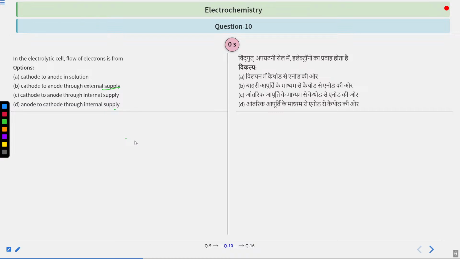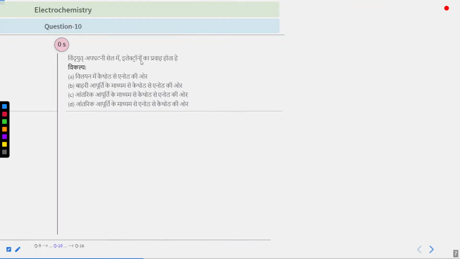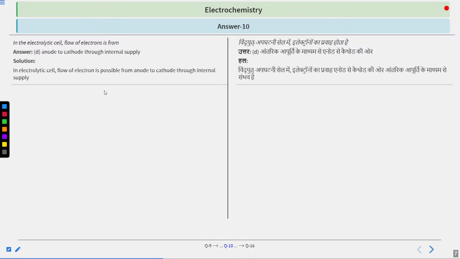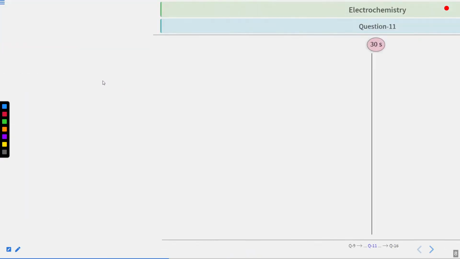So it's a theoretical question. So let us see the solution. We have to see that in an electrolytic cell, flow of electrons is from where to where. So it is basically from anode to cathode, through the internal supply, as we have seen just now. So again, that same thing is written. I think we don't need much more explanation regarding this question. Moving on to the next question.